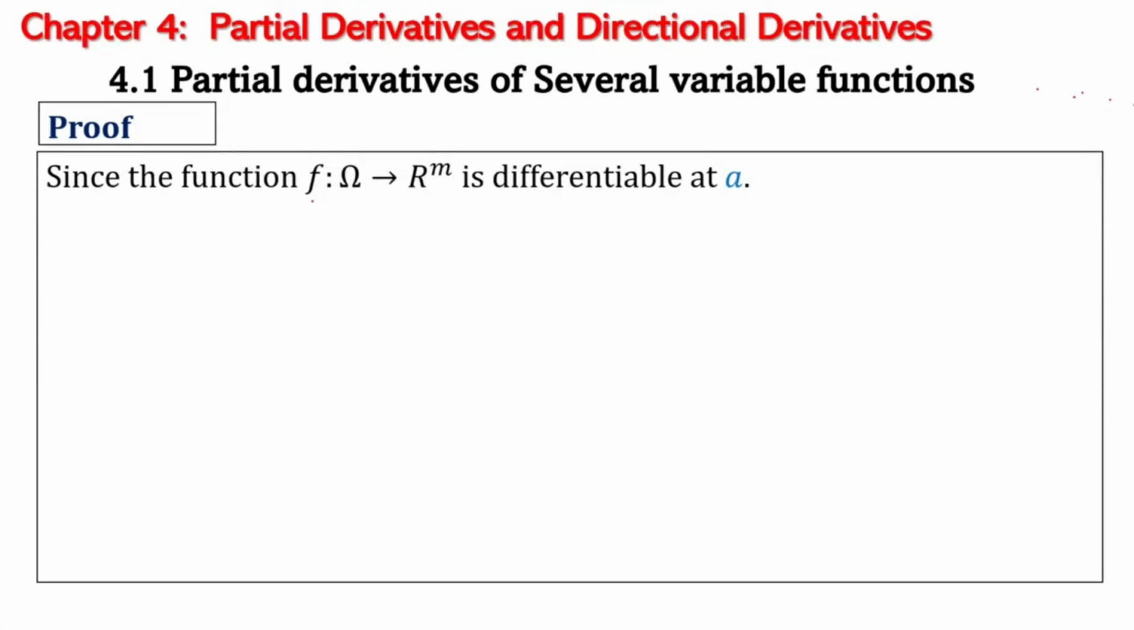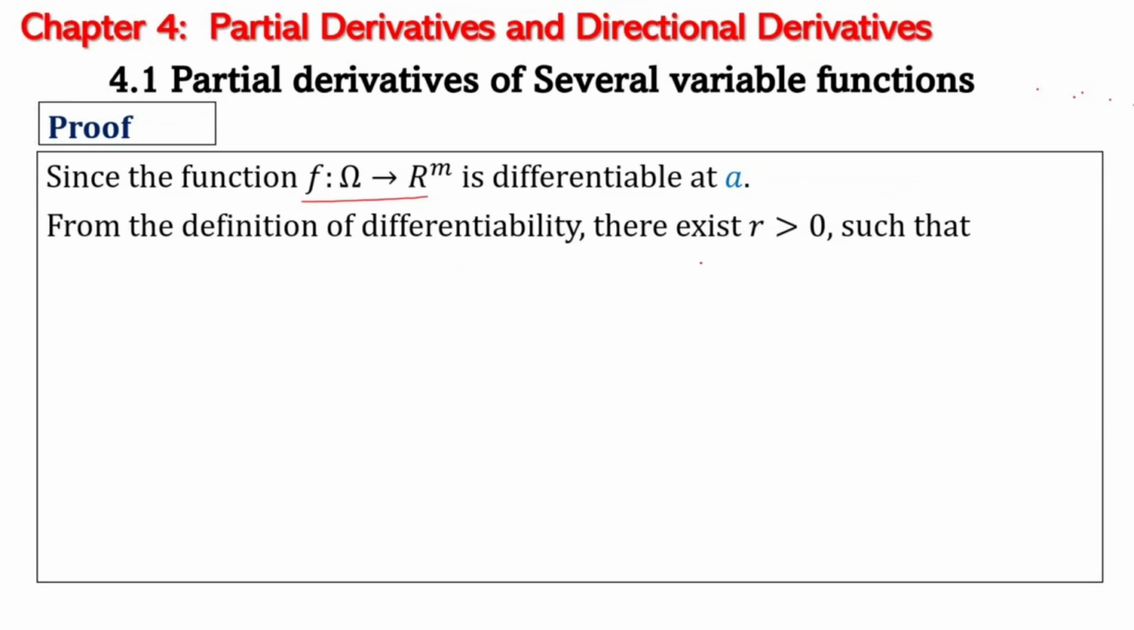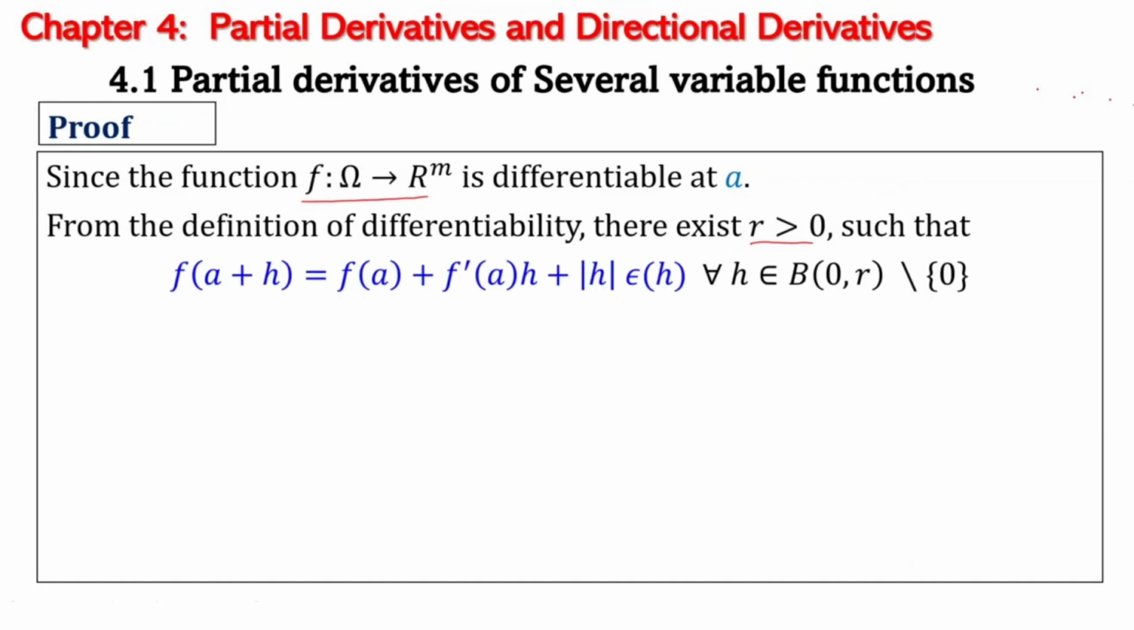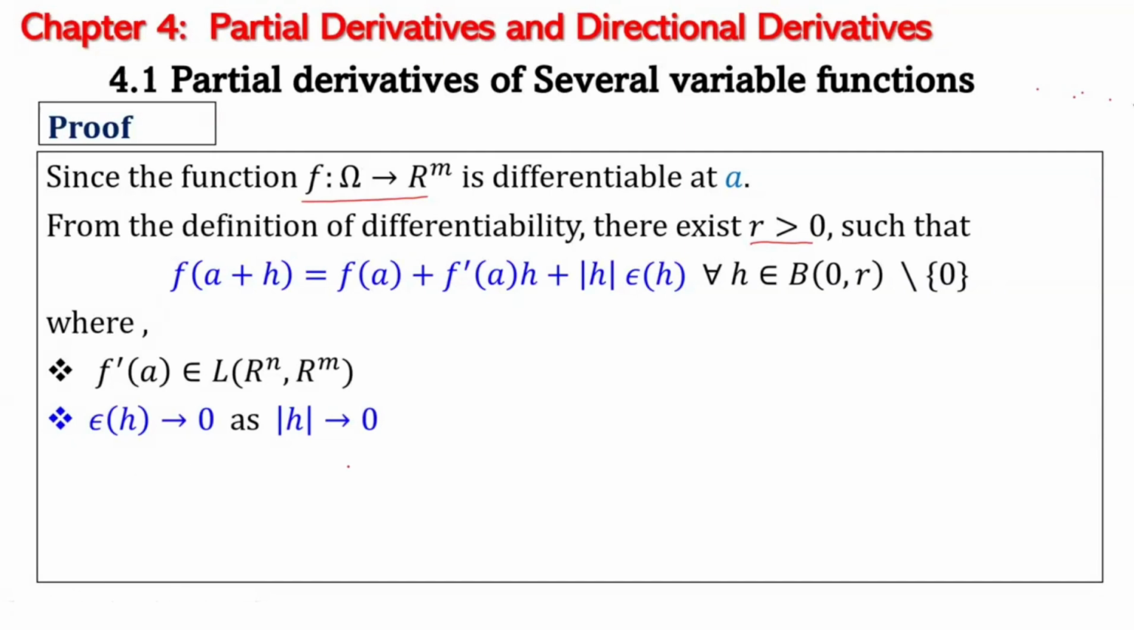Since the function is differentiable at a, from the definition of differentiability, there exists r greater than 0 such that f(a+h) is equal to f(a) plus f'(a)h plus absolute value of h times epsilon(h) for all h belonging to B(0,r), where f'(a) is linear from Rn to Rm, and epsilon(h) tends to 0 as h tends to 0.